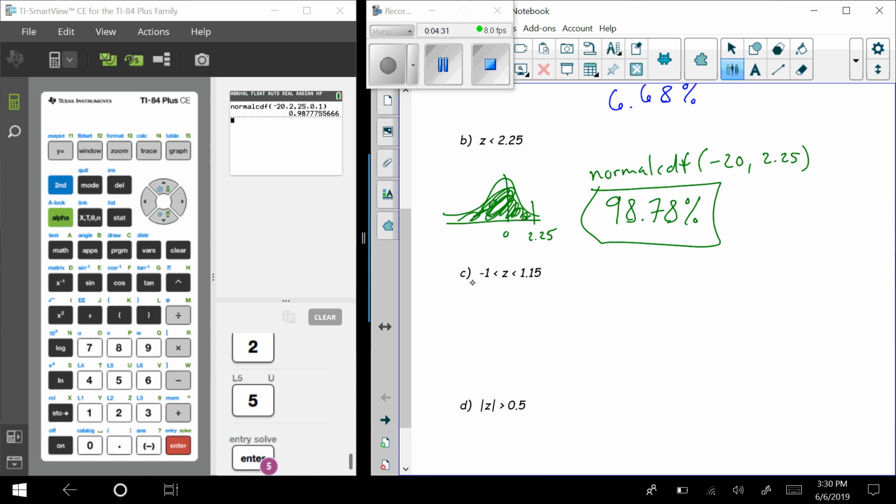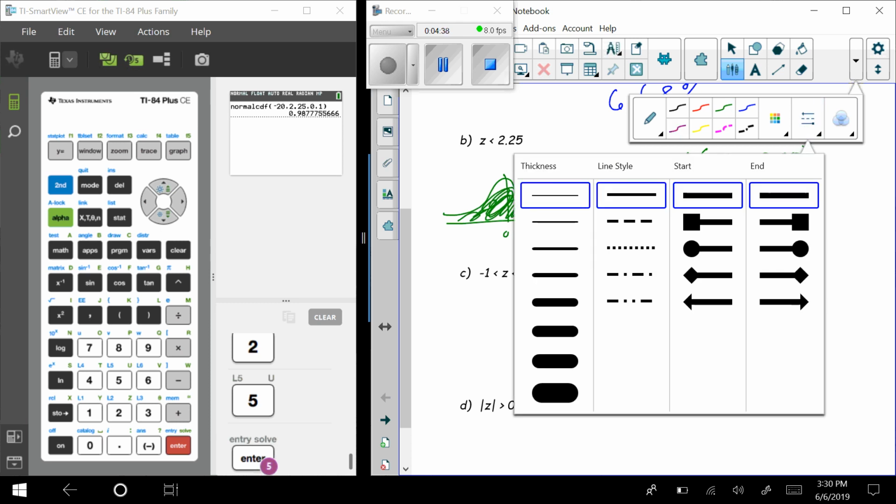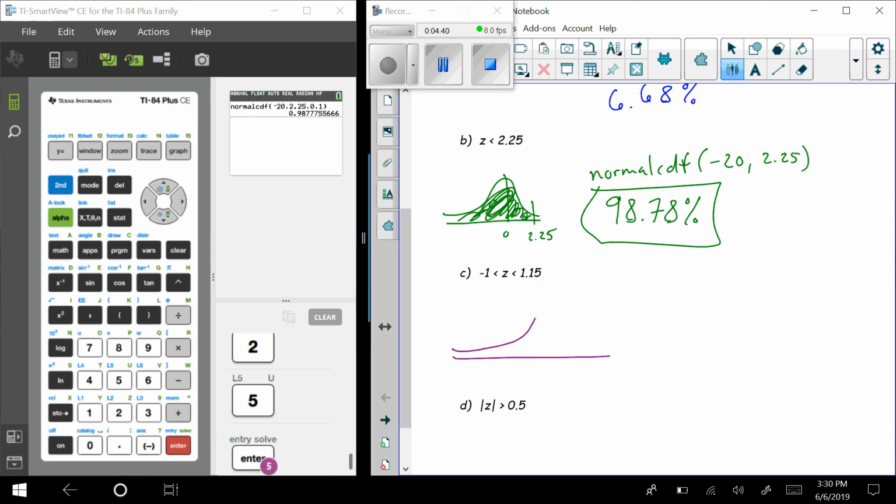So on my next part here, C, this one here might be a little more challenging for us. It says that I have a negative 1. Remember the zero's down the middle, and then 1.15. Here, this one's a little tougher to know if I'm shading over half. Technically, it's negative 1 to 1, above 1. So I know there's actually at least like 68% according to the empirical rule. Probably a little bit more though because I have this 0.15.